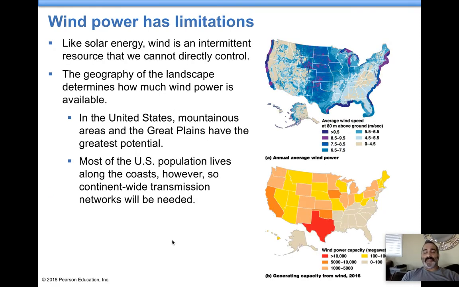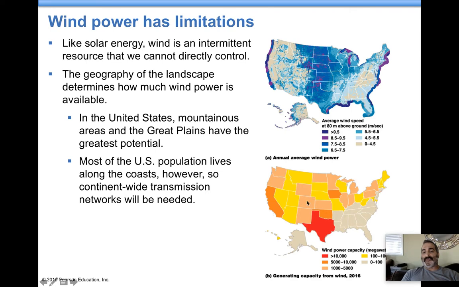Problem with wind is it's not always blowing. It's intermittent, just like solar is intermittent, and the sun drives wind because of the changing pressure. So they're definitely directly linked to each other. So it's an intermittent resource. The geography of where it happens to take, it only happens in certain places. In the U.S., the best places are mountainous and the Great Plains. If you look here, wind power capacity, Texas leads the way. We have a decent amount here in California, and you do see them.